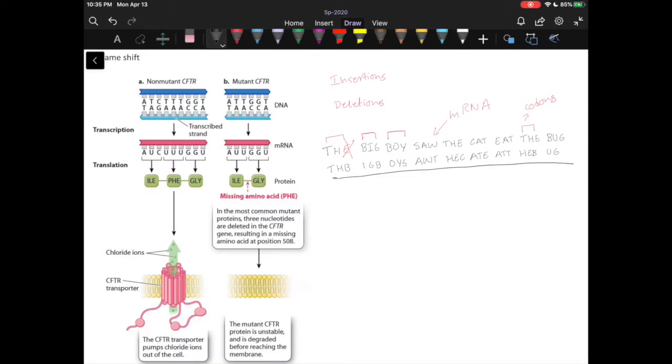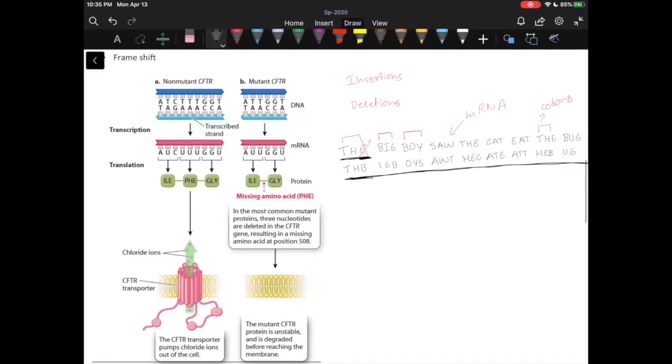And this can be for insertions as well. So what I'm getting at is, let's say that instead of just deleting one letter right here, instead of just deleting the E, we delete the entire word THE, right? So the T, H, and E. Our resulting sentence would just be, big boy saw the cat eat the bug. That makes more sense than whatever we got when we just deleted the E. So hopefully that makes sense.